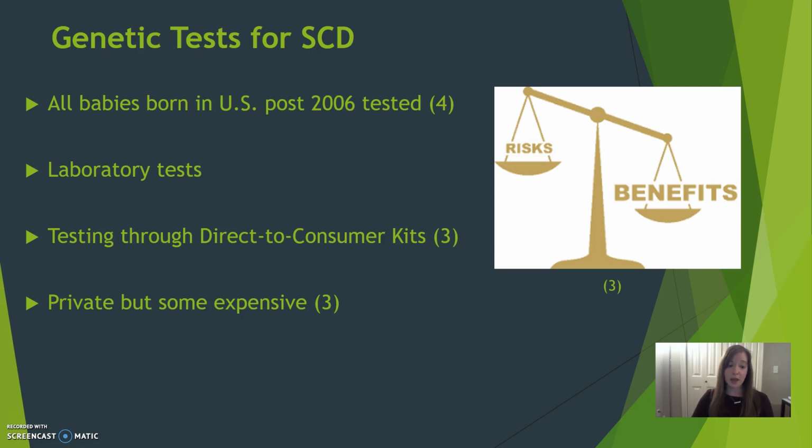For example, a test called Carrier Status DNA Insight from the company Pathway Genomics can test for as many as 120 recessive disorders, depending on what you want to test for. However, this test can be quite expensive if you test for a lot of disorders, maybe up in the range of $2,000.